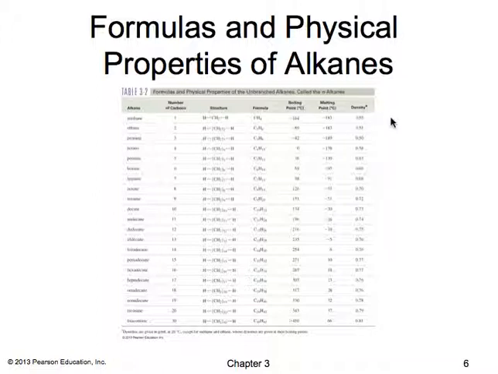As I mentioned before, short alkanes going up to propane and even butane are often gases, and then as you increase the size, you start to see that they become liquids.